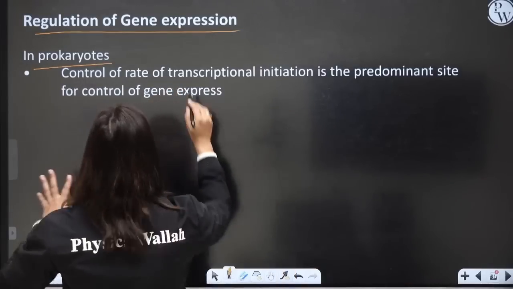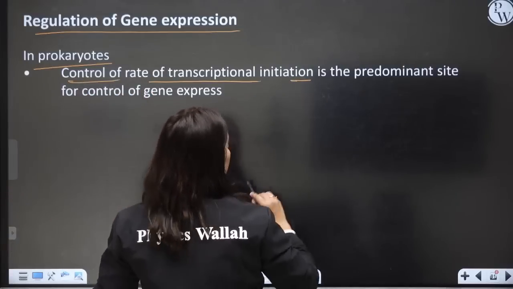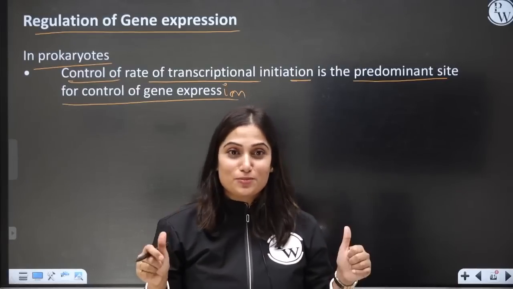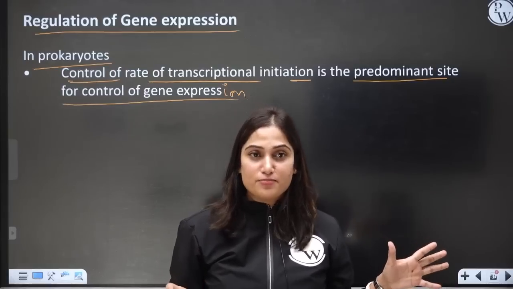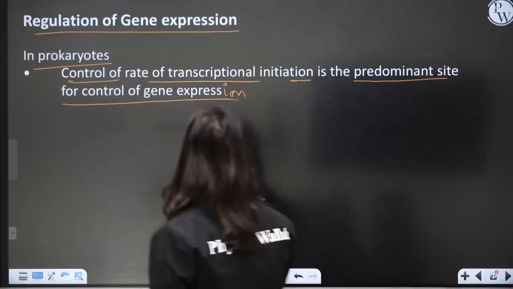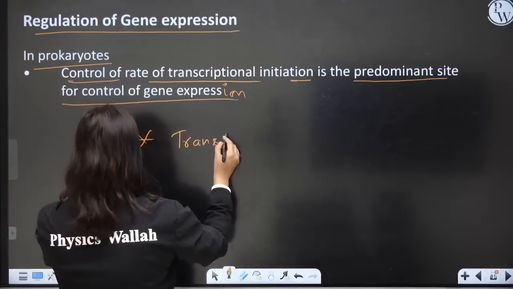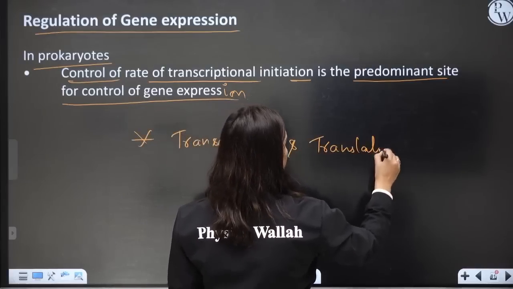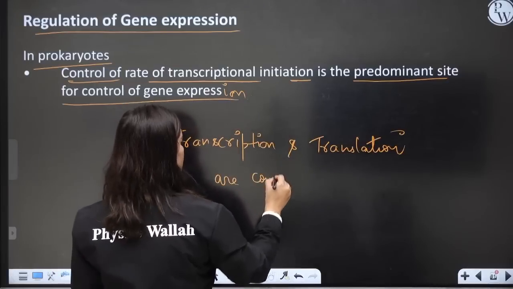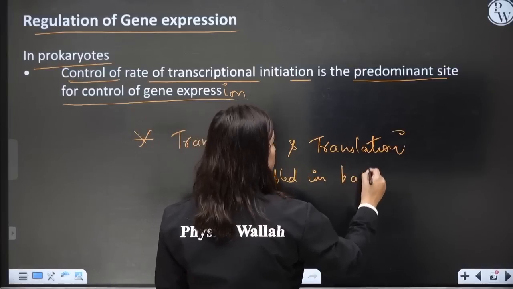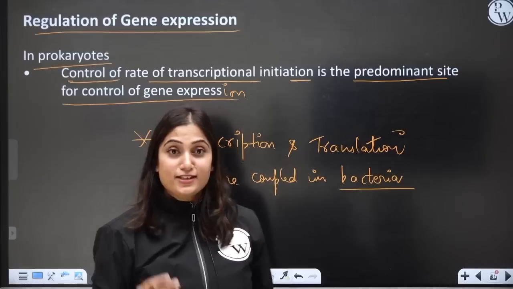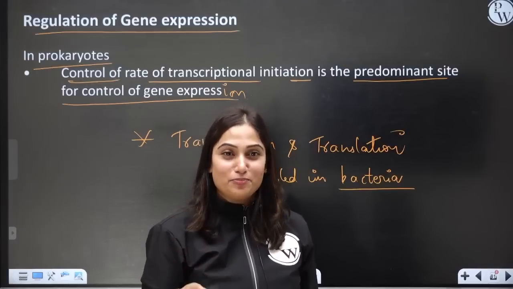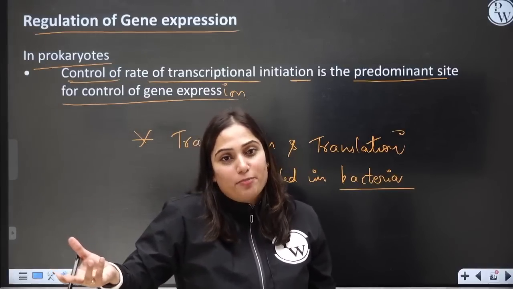That means in prokaryotes, the control of the rate of transcriptional initiation is the predominant site for control of gene expression. If transcription is initiated, then the process will go on. It's very simple. But one more thing: transcription and translation are coupled in bacteria. That means when the mRNA is getting formed on DNA, simultaneously translation starts, because they are present in the same compartment and RNA does not need any processing. So if transcription starts, ultimately translation will happen. That is why it is simple.